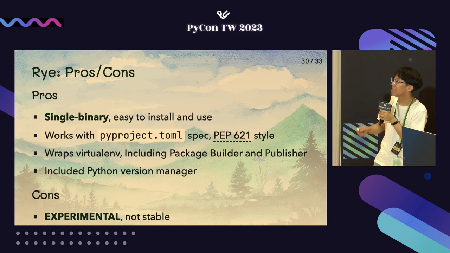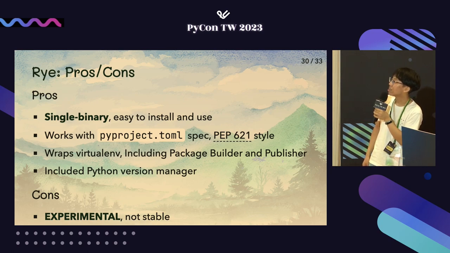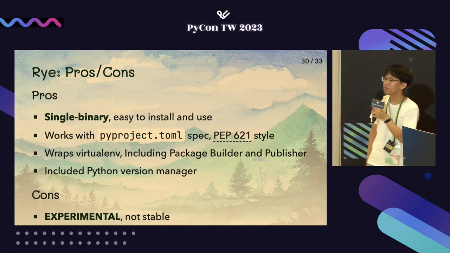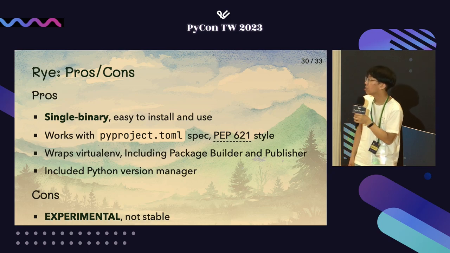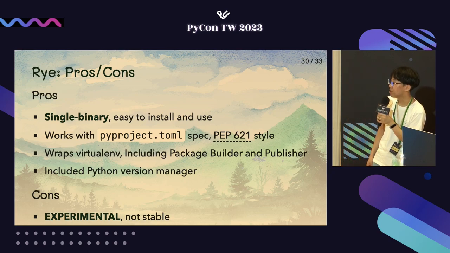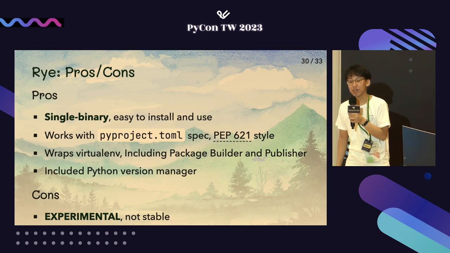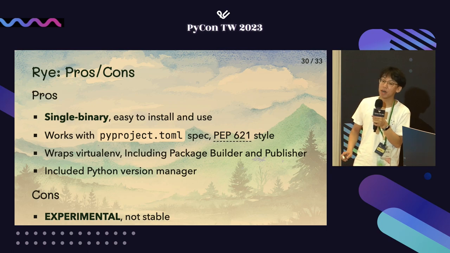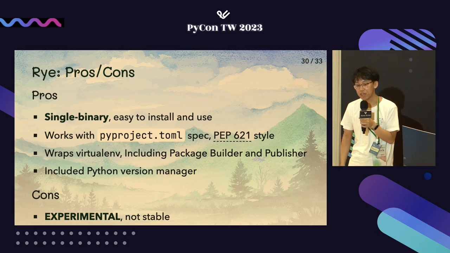It is written in Rust, so it provides an easy-to-use single binary. It supports PEP 621 pyproject styles, a virtualenv wrapper, a package publisher, and a package builder. It also includes a Python version manager, like pyenv. You can manage Python versions themselves easily.